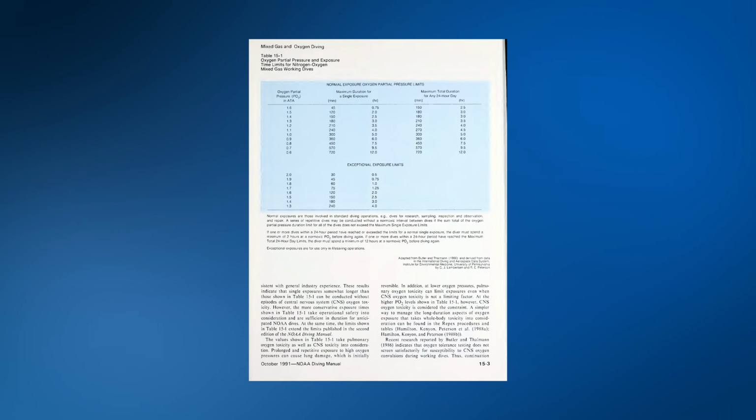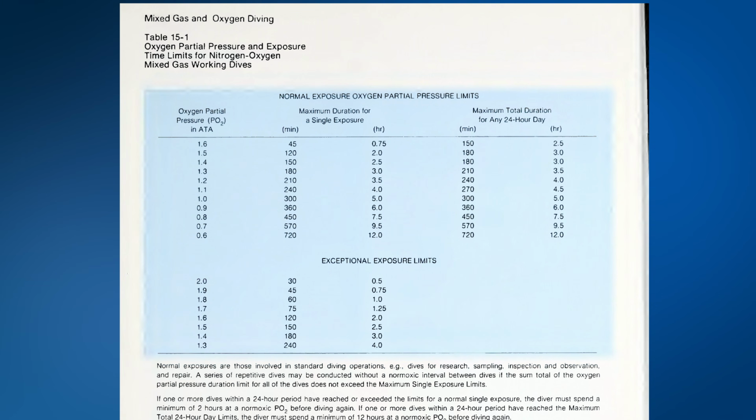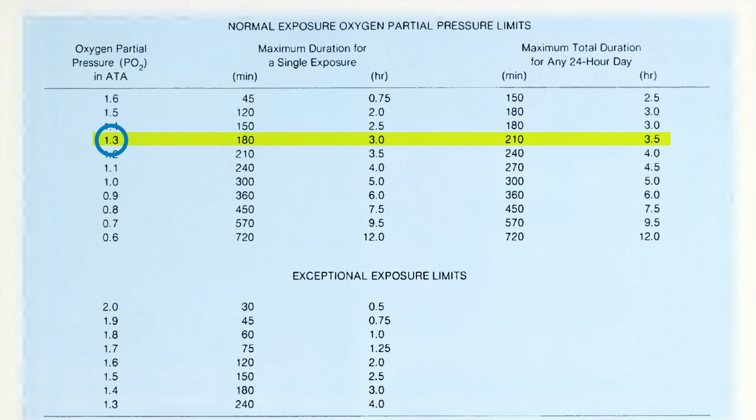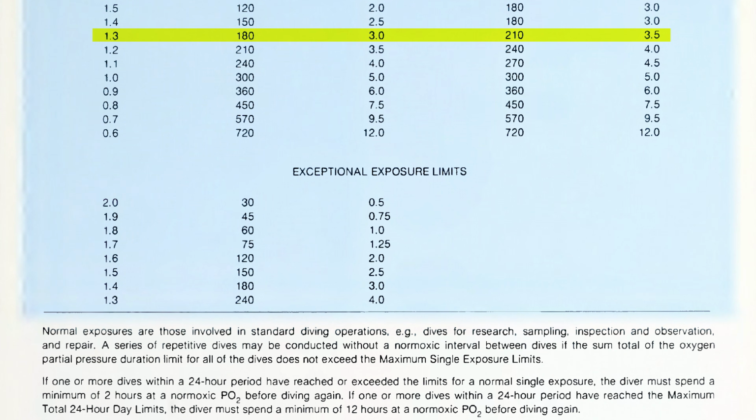There are more details of different maximum advised times for different inspired oxygen pressures, which we'll get into a little bit more shortly. For example, in the NOAA 1991 oxygen exposure tables, an inspired PO2 of 1.3 has a normal single exposure limit of 180 minutes, with a 24-hour maximum of 210 minutes and 240 minutes listed only as an exceptional exposure. I'm mentioning this because a lot of our dive computers and training traditions still imply and reflect that older 1.3, about 3-hour mindset.